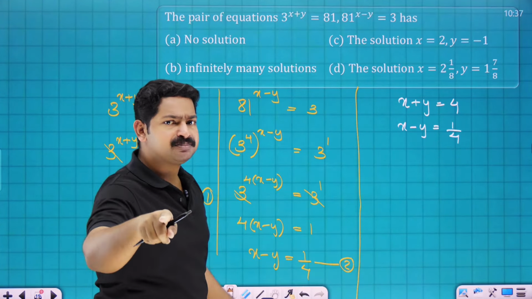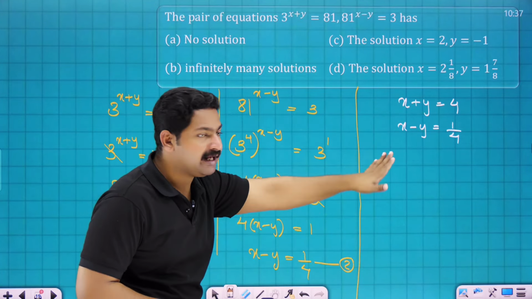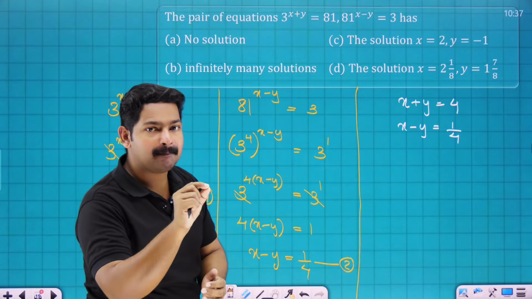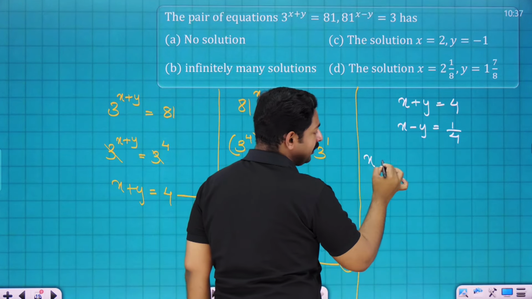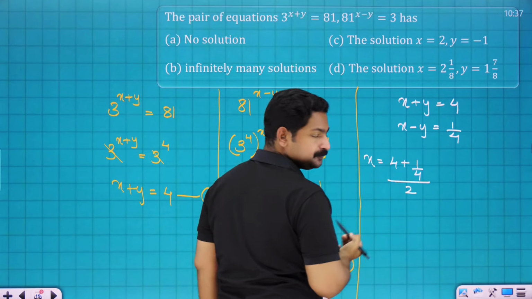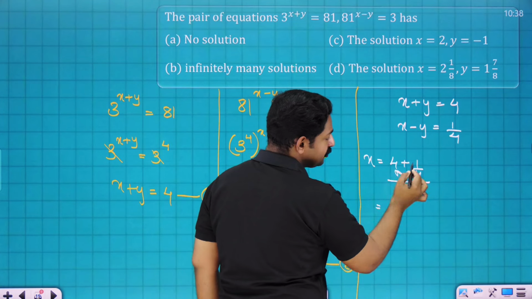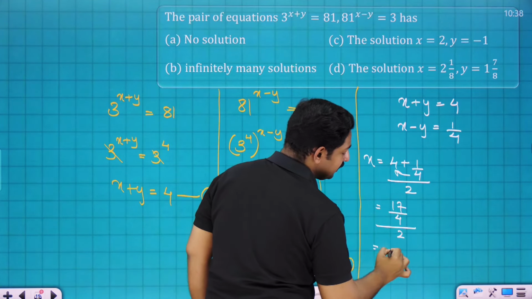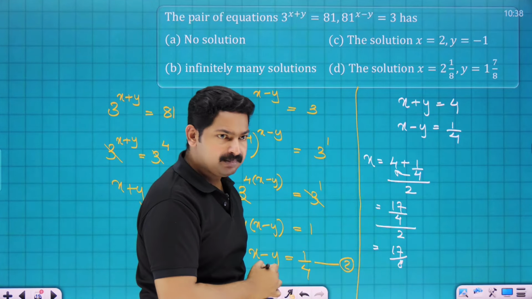We got a trick just before, right? If a plus b equal to m and a minus b equal to n, then the value of a will be m plus n by 2, and the value of b will be m minus n by 2. It is of the same form. So the value of x will be 4 plus 1 by 4, by 2. Cross multiplying, 4 into 4 is 16, 16 plus 1 is 17, so 17 by 4 divided by 2, which gives 17 by 8.